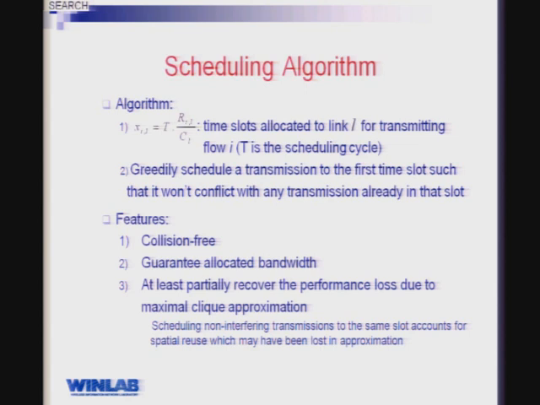So now we'll present the scheduling algorithm. After solving the flow route solution Rij, we first calculate the time slots allocated to link L for transmitting flow I, with T as the scheduling cycle. Then we greedily schedule a transmission to the first time slot such that it won't conflict with any transmission already in that slot. This scheduling algorithm is collision free, and it guarantees allocated bandwidth. Also, because scheduling non-interfering transmissions to the same slot accounts for spatial reuse, which may have been lost in clique approximation, this scheduling algorithm can at least partially recover the performance loss due to maximum clique approximation.